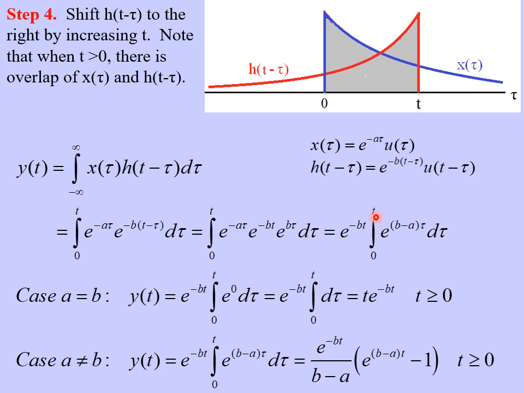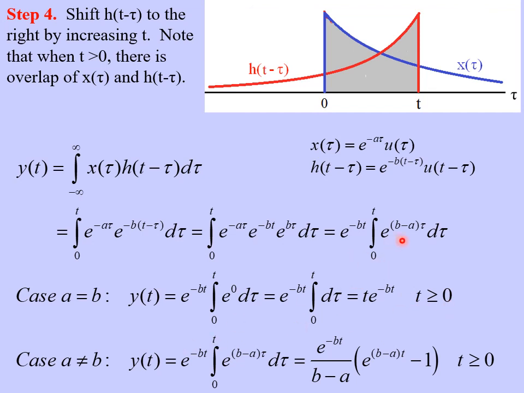All right? So there are two cases that present themselves to us here. The first case is when a is equal to b. So what happens then is, notice if a and b are equal, then this exponent here goes to 0. So we basically have e to the 0, which is of course just 1. So we're integrating e to the minus bt of just d tau, and this is a trivial integral. The integral of d tau is of course just tau, and we have to evaluate it from t to 0, which gives us a factor of t in our answer. So our answer for the case where a is equal to b is t times e to the minus bt. And again, this is valid for t greater than or equal to 0.